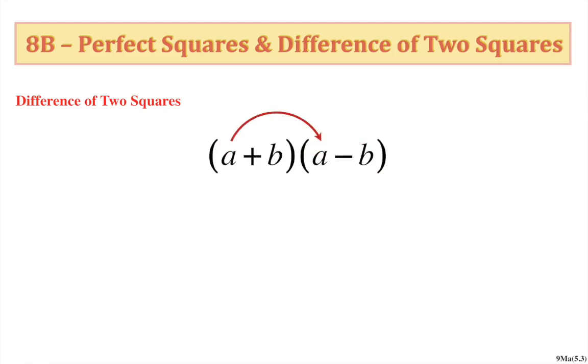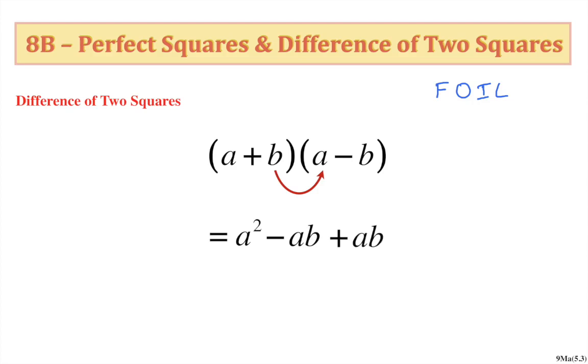The first terms, a times a is a squared. The outside terms, remember we're FOILing, so just in case you'd forgotten, a times negative b is negative ab. Now the inside terms, a positive b times an a is a positive ba or positive ab. And the last terms, a positive b times a negative b gives negative b squared.